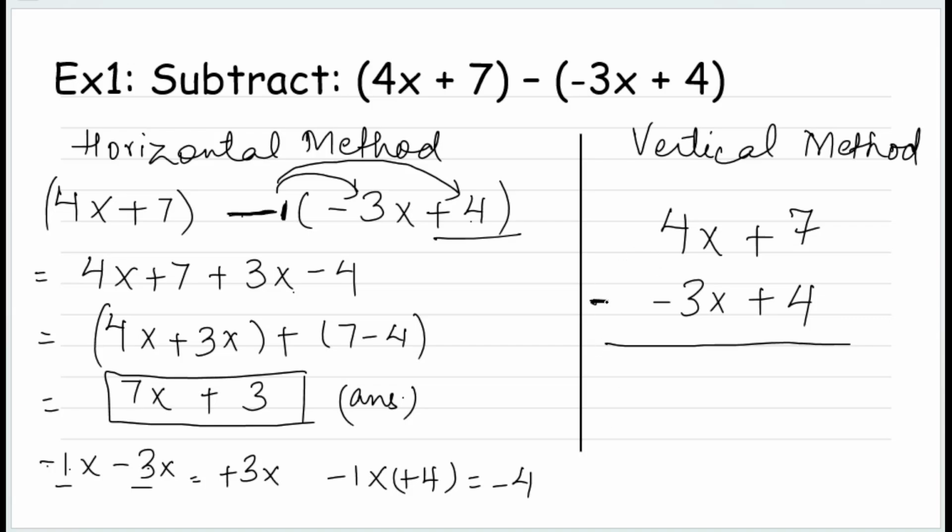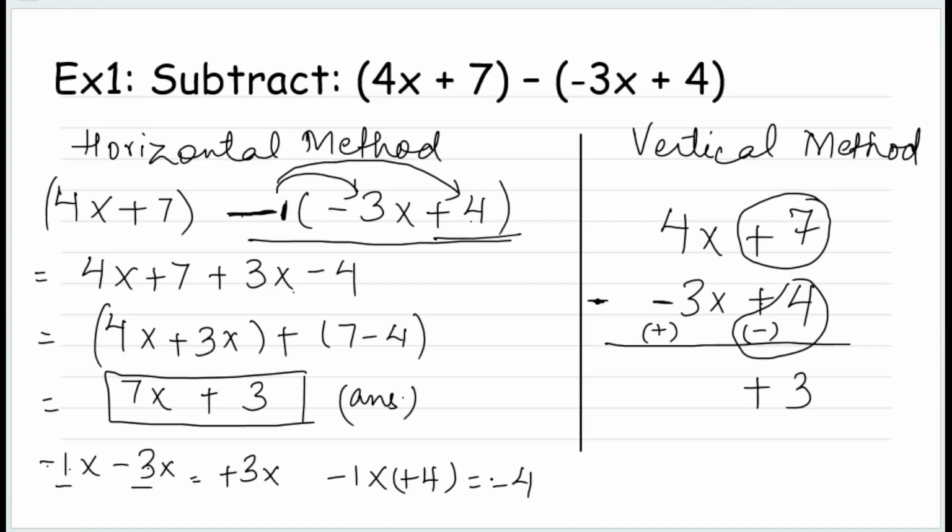Now, because of this minus sign, the way we did before, minus 1 is multiplied by all the terms of the second bracket and the signs are changed. So this minus 3x now becomes plus 3x, because minus minus is plus, and this plus 4 becomes negative 4. So when we do our operation, I will take plus 7 and I will consider minus 4. I will not take plus 4. My new sign is minus. So 7 take away 4 is plus 3.